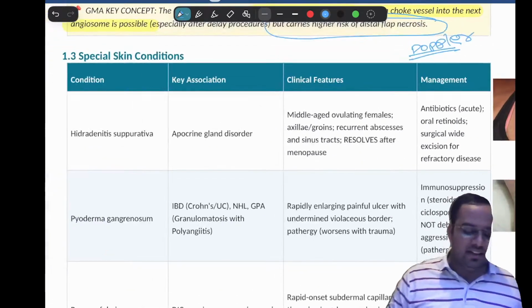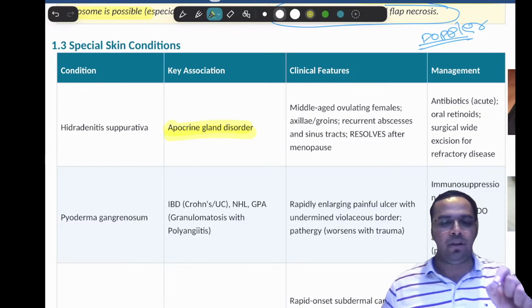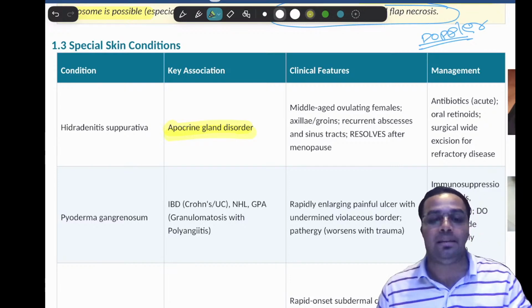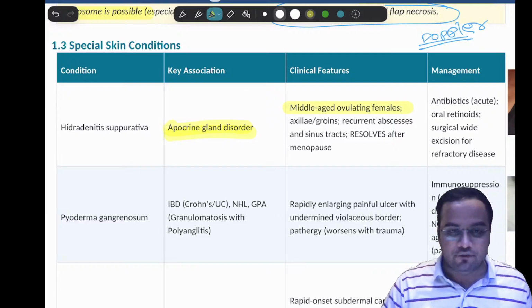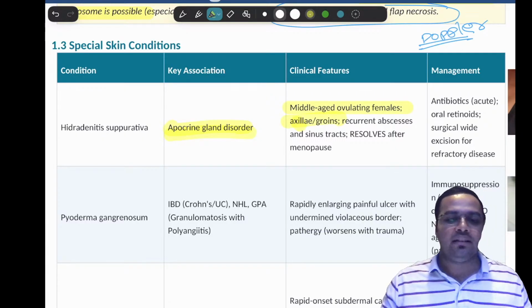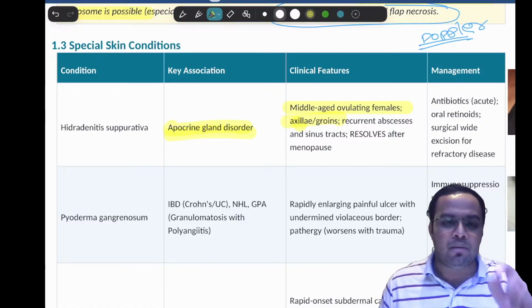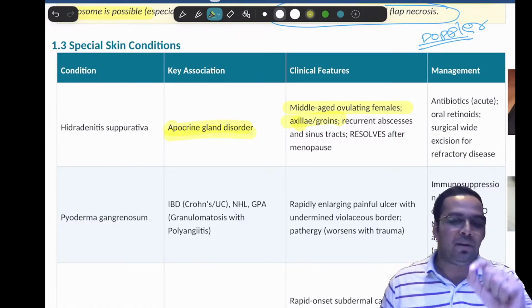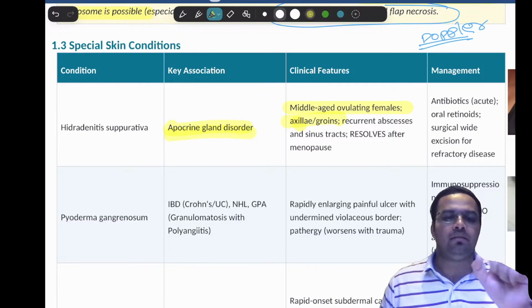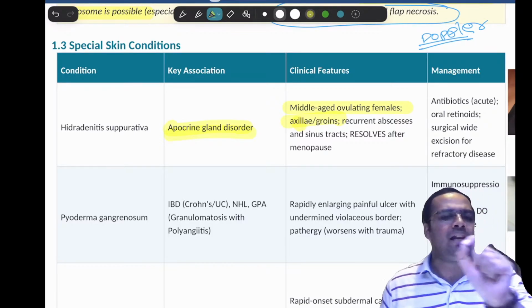So what is hidradenitis suppurativa? It is an apocrine gland disorder. It is seen typically in middle-aged ovulating females and in the axilla and groin, because most of the apocrine glands are located in the axilla and groin. They secrete sebum, and it contains a typical odor. Hence you can sense that smell typically in the underarms or in the groin region, because of those apocrine glands. And there are multiple recurrent abscesses.